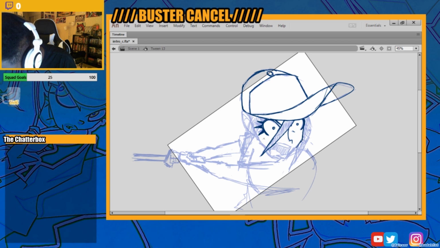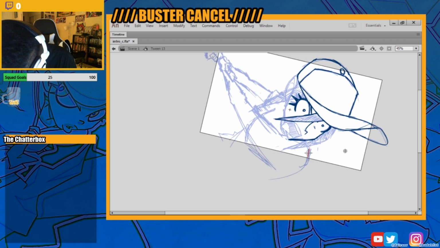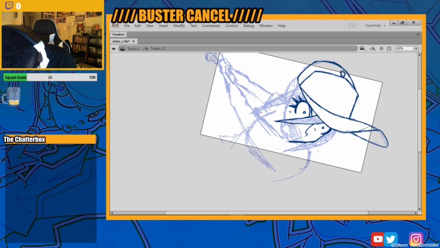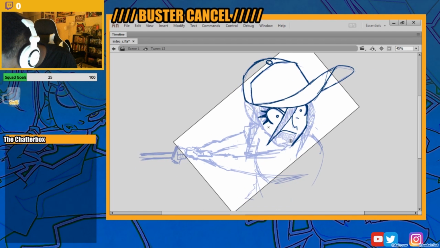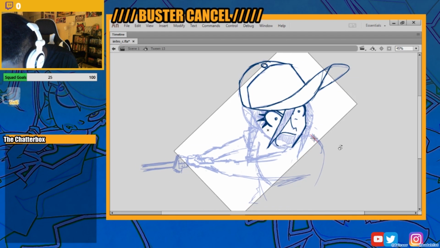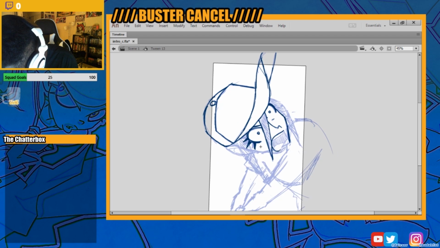Because also, Toon Boom is expensive. The only reason I have it is because of work. They have it at my job. And I think if you're a person who's like, which should I use, Toon Boom or Flash? And you're not trying to blow the bank out, I would definitely say Flash.